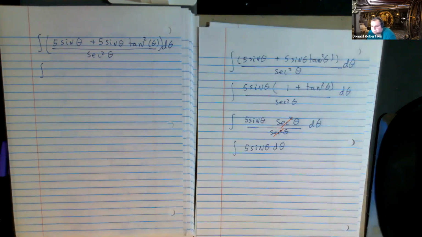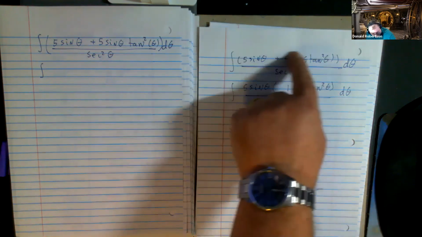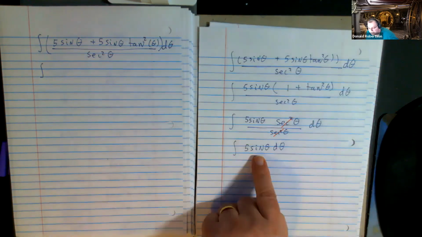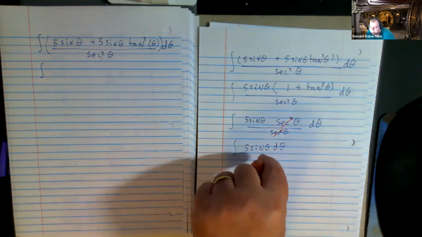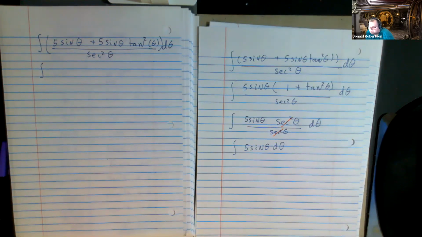Can you remember trig identities where you turned a trig expression into some other trig expression, typically a simpler one? This entire ugly fraction, believe it or not, is just the same thing as 5 sine theta. Now, would you agree that guy's easy to do? I mean, I can integrate 5 sine theta.